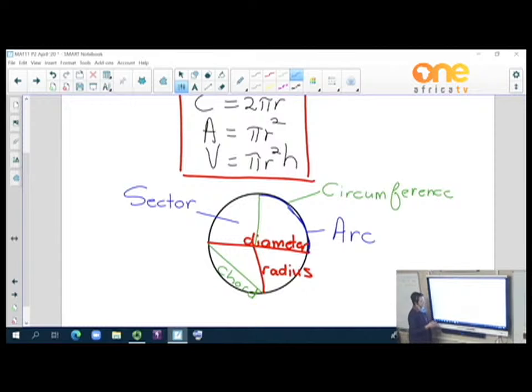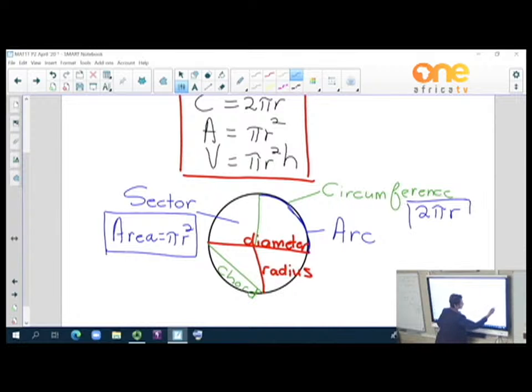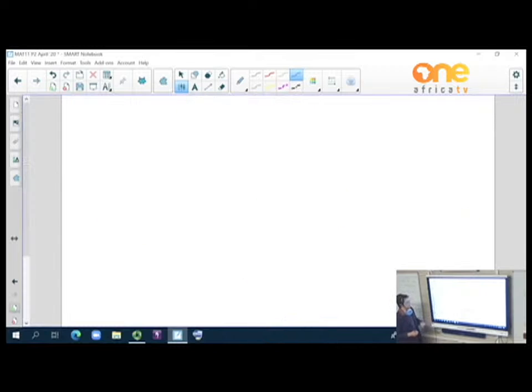Now, we know that circumference is 2 pi r. And you know that area is pi r squared. This is what we already know. And this is what we're going to use now to calculate that arc length and that area there. Okay? And the last thing that you can write down there is now arc length.